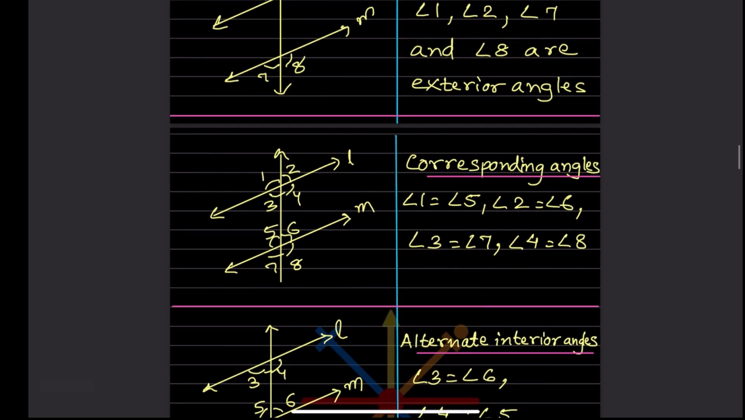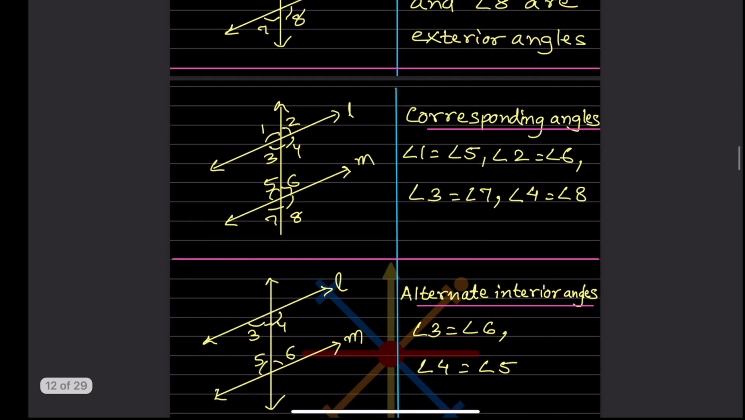Now the corresponding angles. See here, corresponding means this 1 and 5, then 2 and 6, then 3 and 7, and 4 and 8. They are called the corresponding angles.